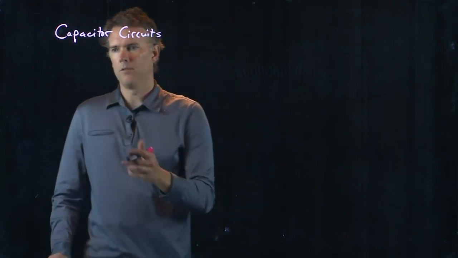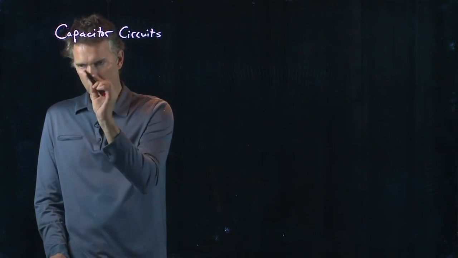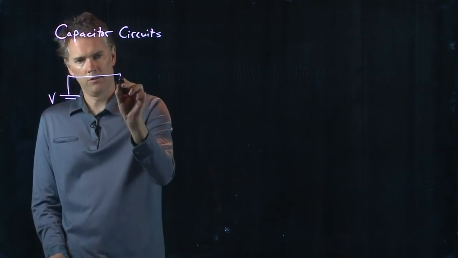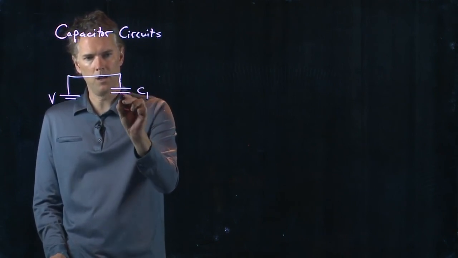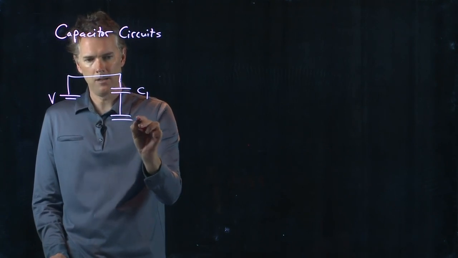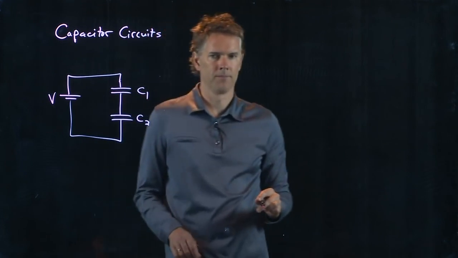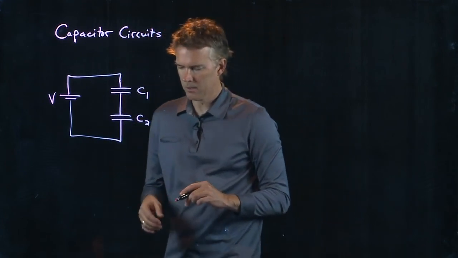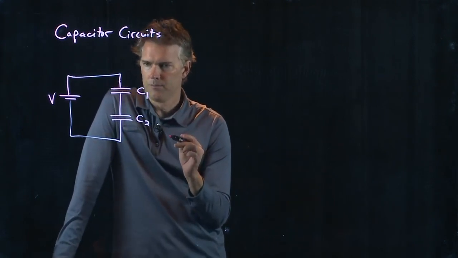The other type of capacitor circuit that we need to deal with is, of course, when we add them in series. So let's go back to our circuit, and now we're going to take capacitor C1 and add capacitor C2 in series, one after the other along the wire. Let's think about where all the charge is.